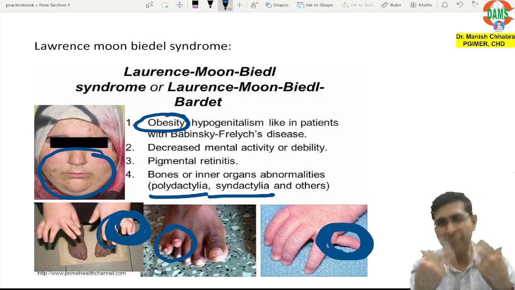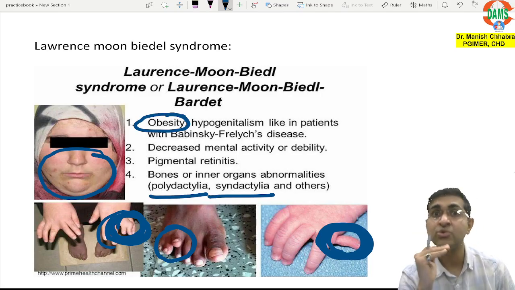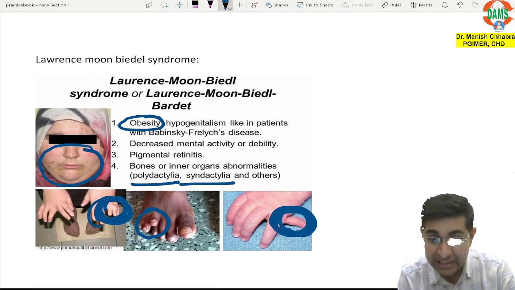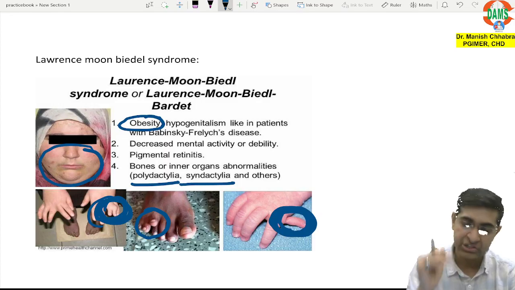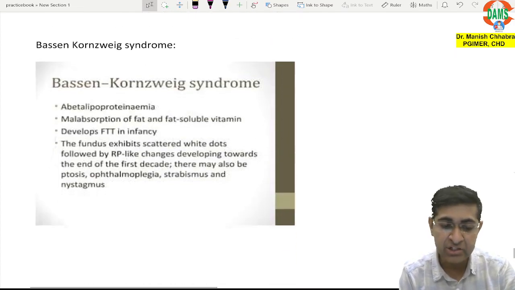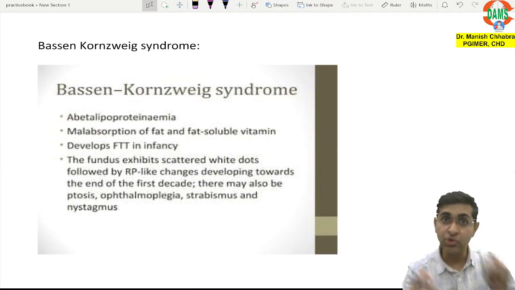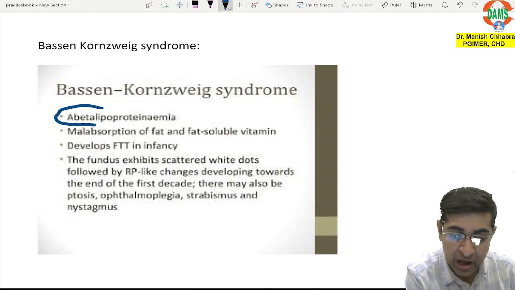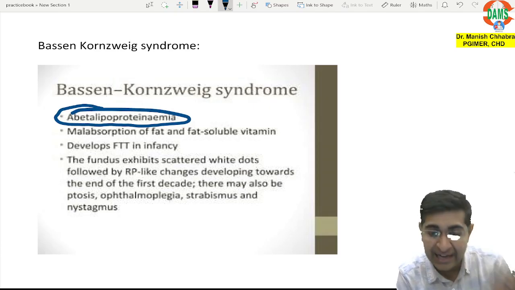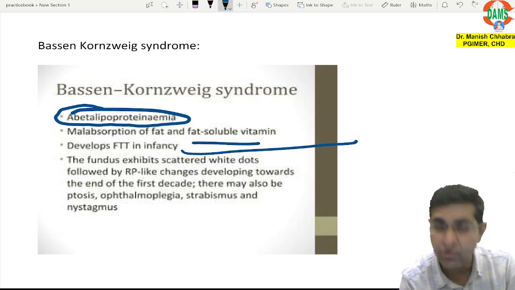Yes, and typical signs of retinitis pigmentosa, and it is also associated with decrease in the IQ. So the mental ability of the patient is decreased. Yes, so that is your Laurence-Moon-Biedl syndrome. While the last is Bassen-Kornzweig syndrome. So it is associated with abetalipoproteinemia, and typically there is malabsorption of fat and fat soluble vitamins, which actually lead to FTT. What is FTT?